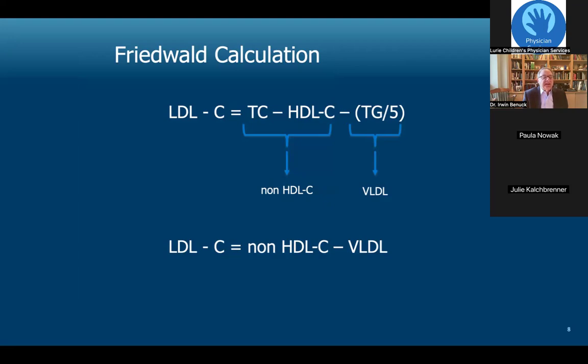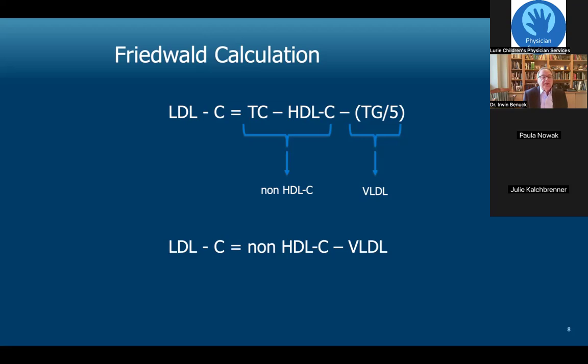Dr. Friedewald, back in 1968, came up with a calculation. It's LDL cholesterol equals total cholesterol minus HDL cholesterol, which is non-HDL cholesterol, which is what we screen for, which you can hear a little bit more about later, minus triglycerides divided by 5, which is the VLDL. So basically, LDL is non-HDL cholesterol minus VLDL cholesterol.